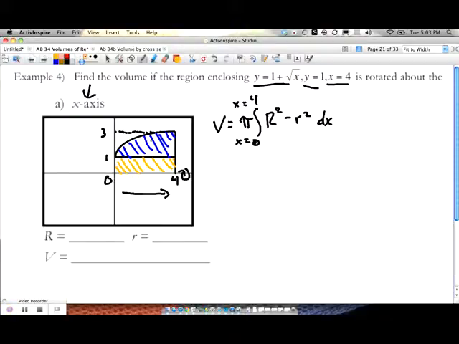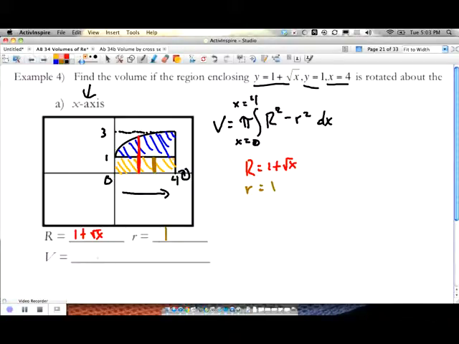So I just need to define my big radius and my little radius. Well, my big radius is from that curve all the way down to the bottom, and that would simply be whatever that curve is minus 0, which would be 1 plus square root x. The little radius is going to be here on the inside. Well, that's a boundary that's parallel to the axis of rotation, so it's just 1. It's 1 all the way across. It's going to make a cylinder. So little r equals 1, big R equals 1 plus square root of x.